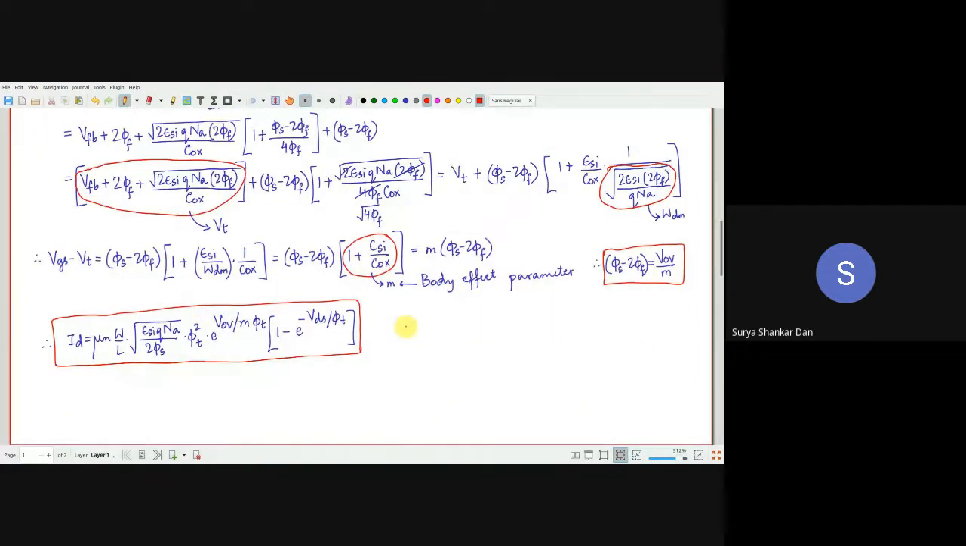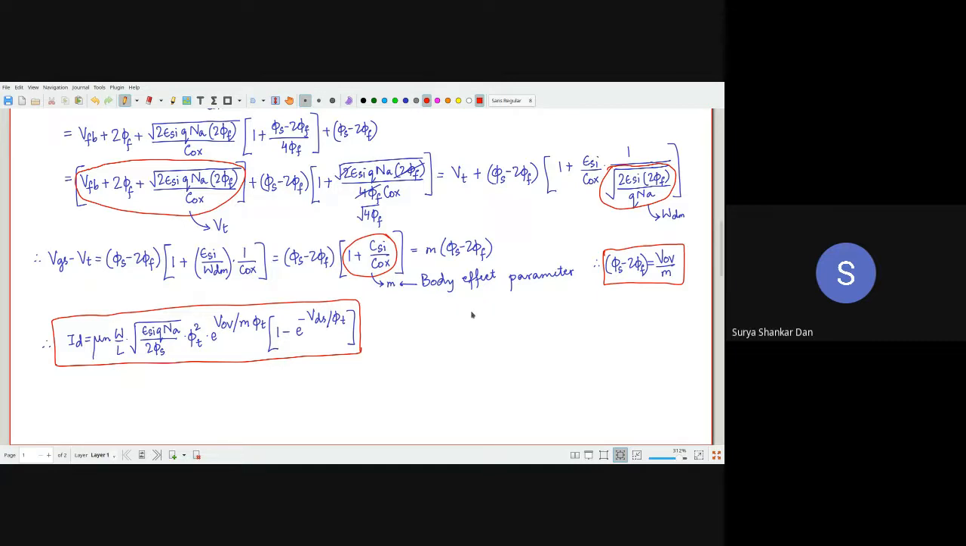In fact, in the textbooks, you will always find that it is mentioned as ID is proportional to e to the power of VOV by M phi t. This is what you will mostly see in the textbooks and all. So today we are going to see what are the other factors over here, because that also will be kind of influential when we are trying to design circuits, right? So we have to keep those things in mind.